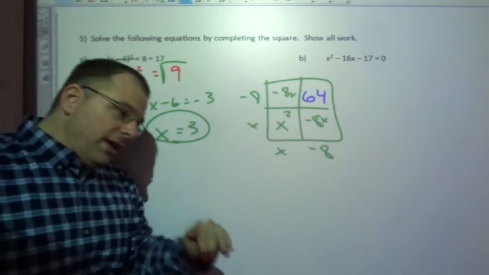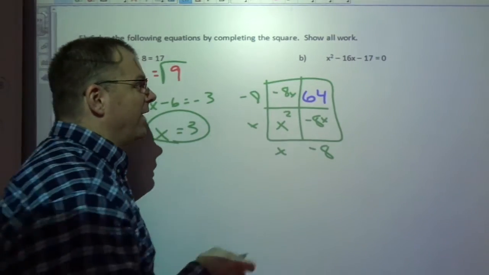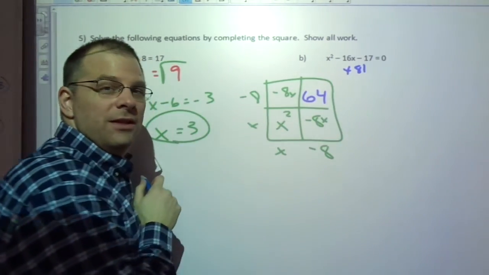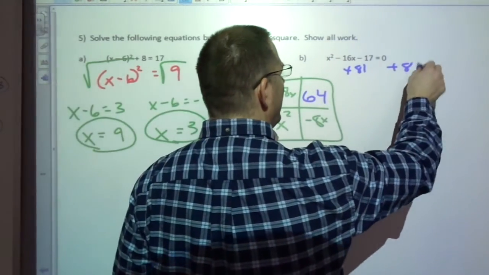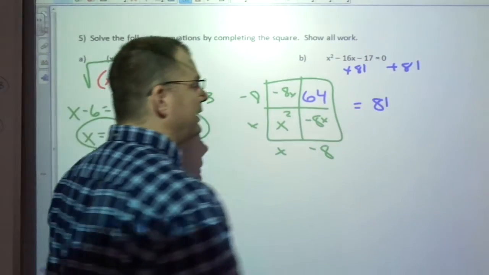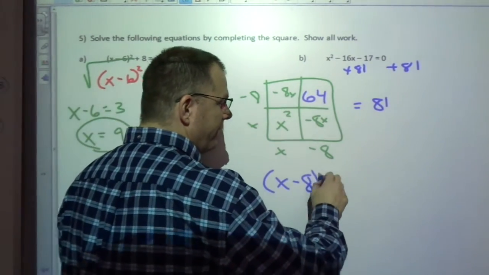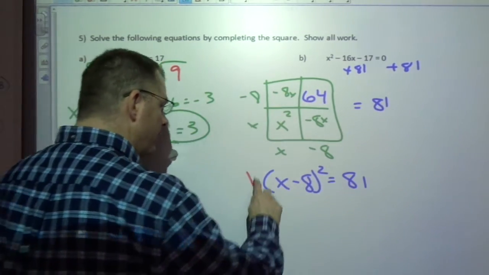So I have to go from negative 17 up to 0 and then all the way up to positive 64. So I would really need to add 81 to the negative 17 to get me up to 64. So if I add it to that side, I also have to add it to this side. So this is equal to 81. So now this gives me length times width, x minus 8 squared, equals 81.